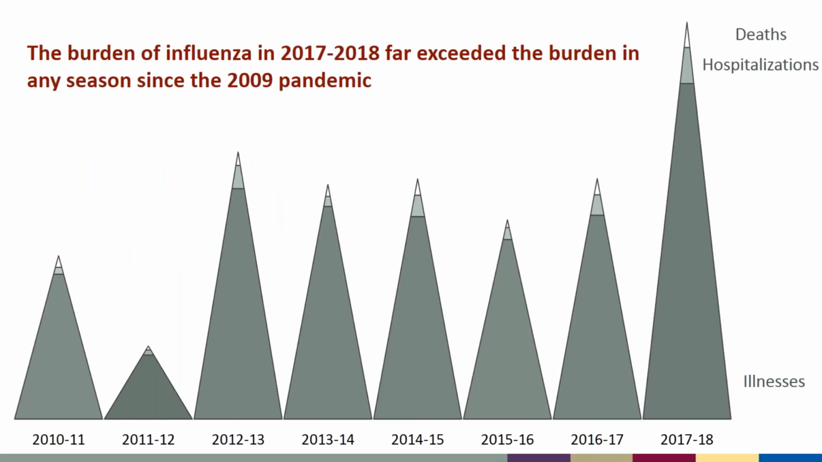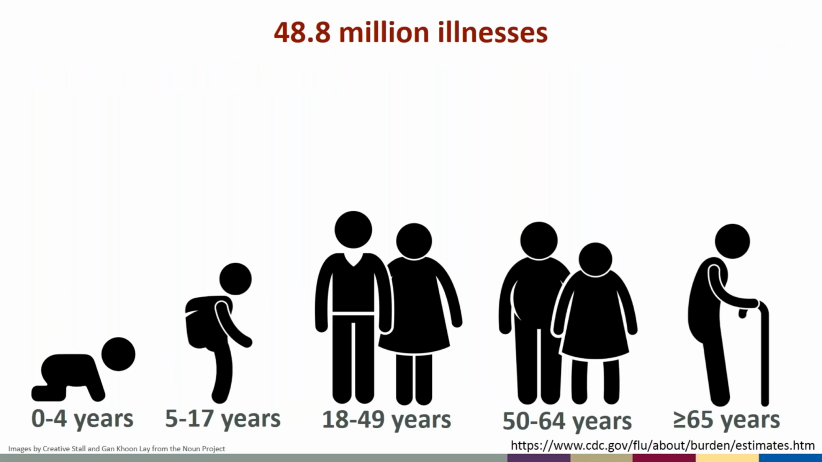And we try to translate these rates from surveillance and the proportions into the population disease burden to really get a sense for what's going on. The burden of flu last season, as you can see from this graph, far exceeded the burden in any season since the 2009 pandemic. Taking these burden pyramids into real numbers, we've estimated that 48.8 million illnesses related to flu occurred last year, and every age group was affected.